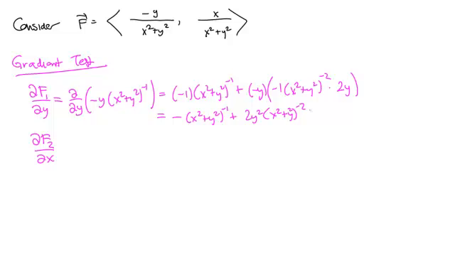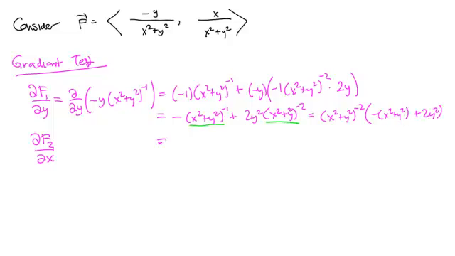Now, if I pull out the common power of x squared plus y squared to the minus 2 from both pieces, x squared plus y squared to the minus 2 factors out of the first piece, leaving me with a negative x squared plus y squared to the first power, and from the second piece, a 2y squared.